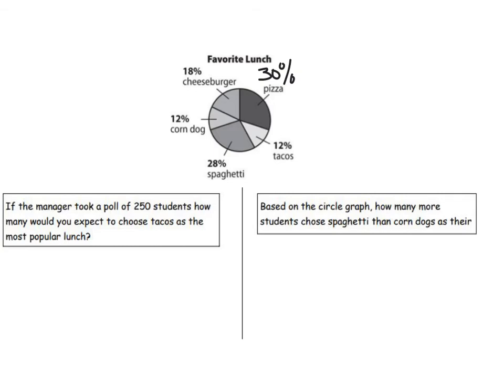So we are going to go ahead and do that, 250. We have X over 250. And we are looking for tacos. So that's going to be over 100, because that was 12%, so it's 12 over 100. So again, we do cross products.